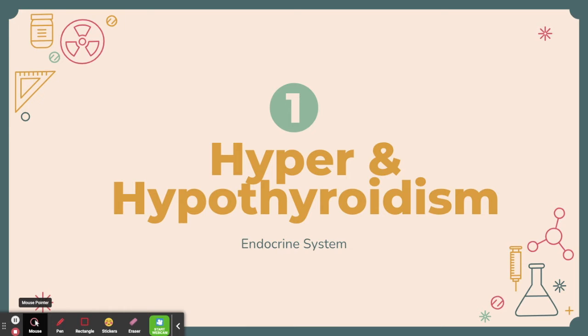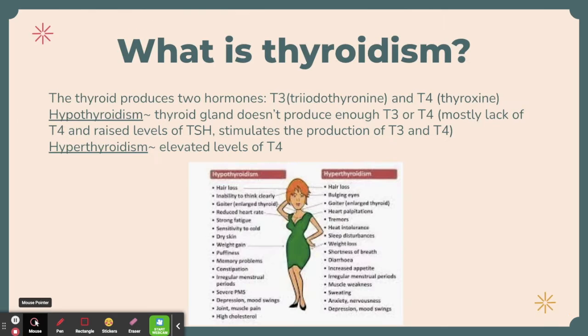So first I'll be going over hyper and hypothyroidism, which affects the endocrine system. So what is thyroidism? The thyroid gland produces two hormones, T3 and T4. In hypothyroidism, the thyroid gland doesn't produce enough T3 or T4. Most of the time, it's a lack of T4 and raised levels of the thyroid stimulating hormone, which stimulates the production of T3 and T4. Hyperthyroidism, on the other hand, is elevated levels of T4.